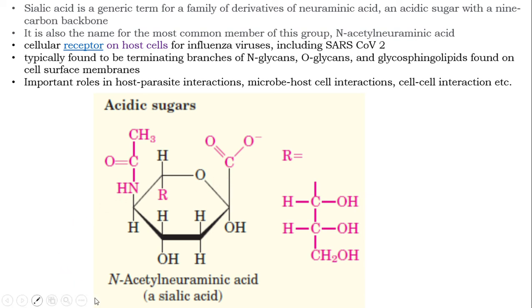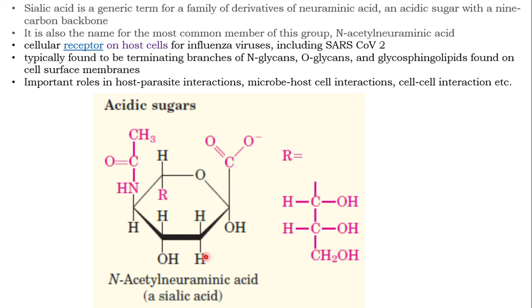Acidic sugars, N-acetyl neuraminic acid. N-acetyl neuraminic acid is a sialic acid. But the difference is that the amino group is present on carbon number 4, not on carbon number 2. And we call it neuraminic acid. Why neuraminic acid? On carbon number 5, there is no carbon number 6. Instead, there is an R group. That R group is CHOH, CHOH, CH2OH. So this is not glucose actually. This is neuraminic acid. N-acetyl neuraminic acid.